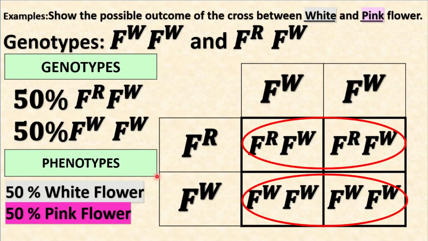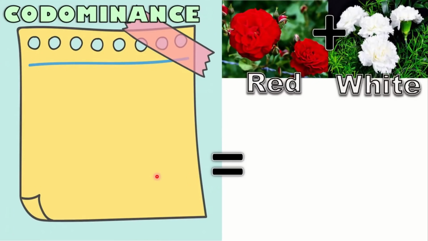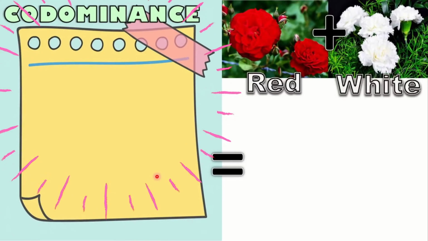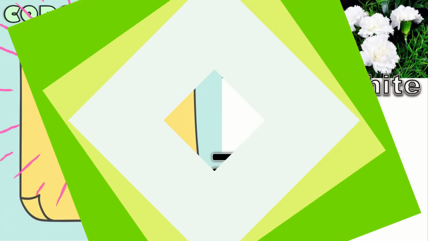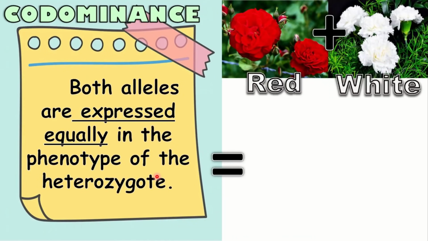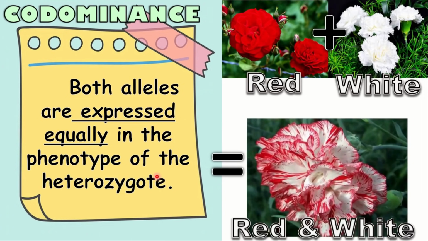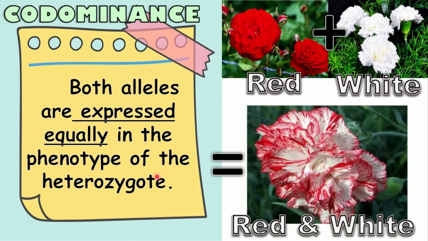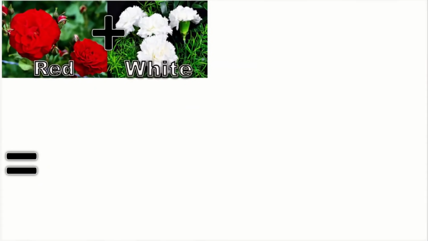Understood, class? Now let us proceed to the second type of non-Mendelian inheritance, and that is what we call codominance. Codominance means both alleles are expressed equally in the phenotype of the heterozygote. For example, red flower plus white flower, the result is red and white flower. As you can see, in codominance, both alleles, both appearance, or both traits are expressed equally, red and white. That is codominance.